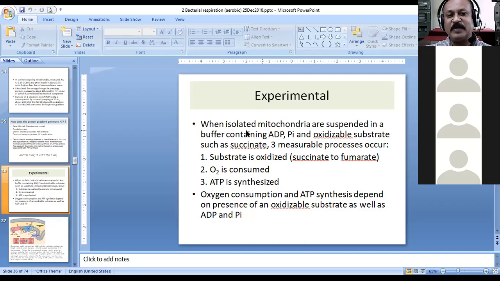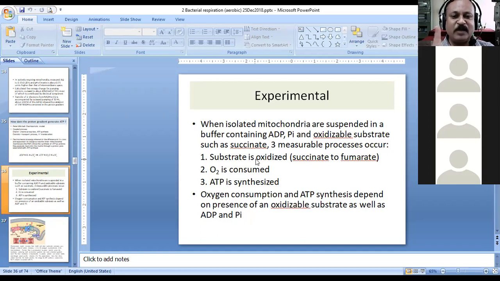That is how we isolate the mitochondria, and these isolated mitochondria are suspended in a buffer that contains ADP and inorganic phosphate, and also an oxidizable substrate, for example succinate. Then we are going to measure three parameters. One is how much of that substrate is oxidized. It could be malate, succinate, fumarate, or oxalate, or whatever. That we are going to determine.